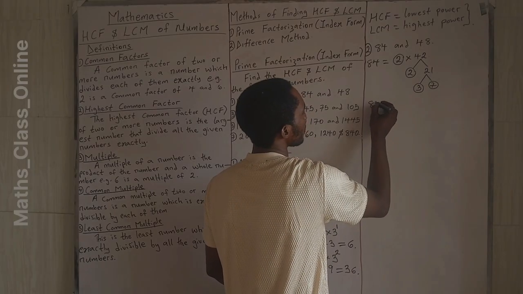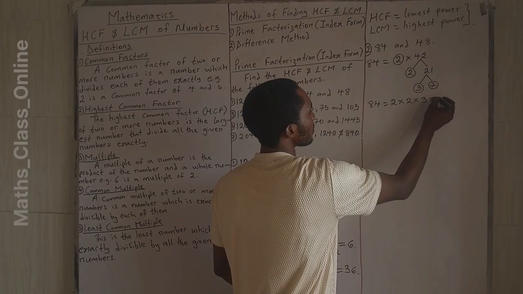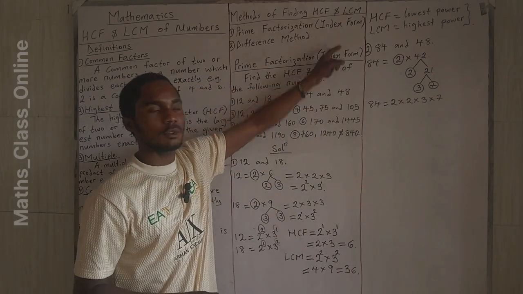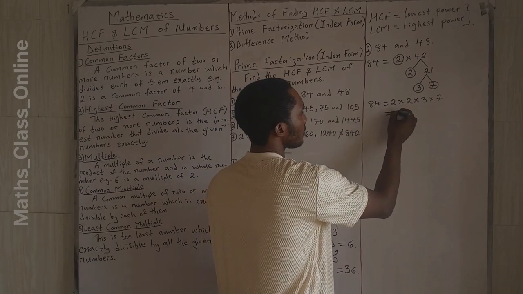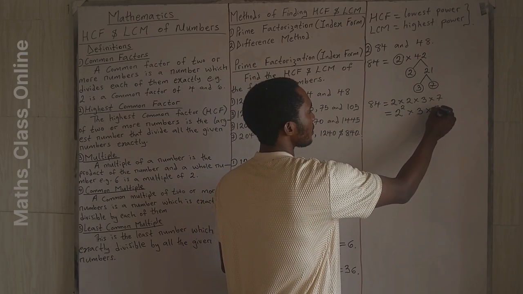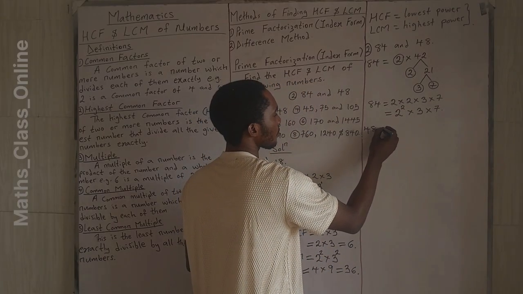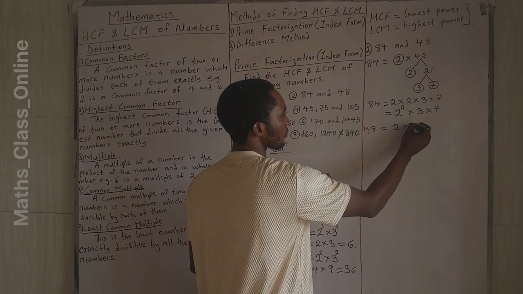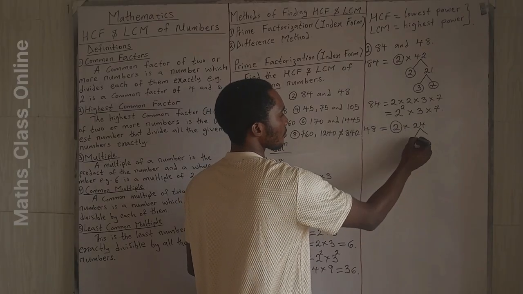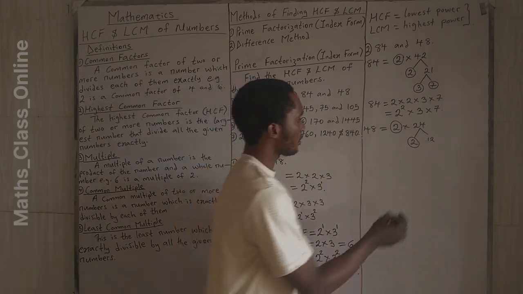So 84 is equal to 2 times 2 times 3 times 7. In index form, this is 2 raised to the power of 2 times 3 times 7. Now 48. That is 2 times 24. 2 is a prime. 2 times 12. 2 is also a prime.